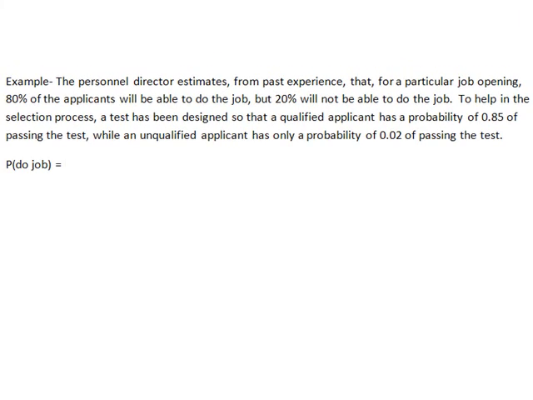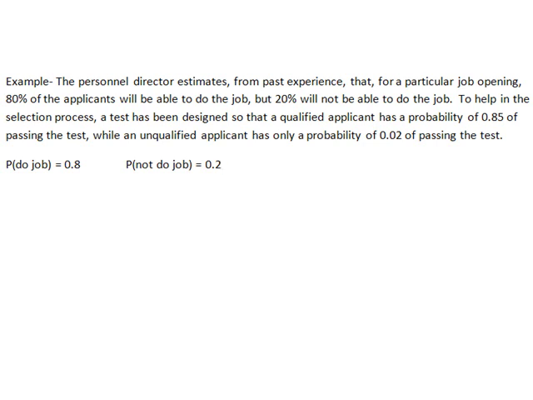It's 80%. So I'll write this as a decimal. Boom. That's the first thing I write. Now I don't know where this is going right now, but I'll just have faith that somehow all this will come together. It says that 20% will not be able to do the job, so it looks like maybe it's just going to be the complement of what I just wrote. So not do job, 20%. Now, it says this, to help in the selection process, a test has been designed so that a qualified applicant has a probability of 85% of passing the test.